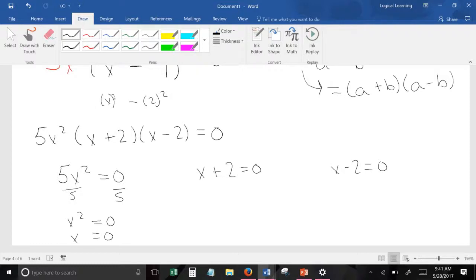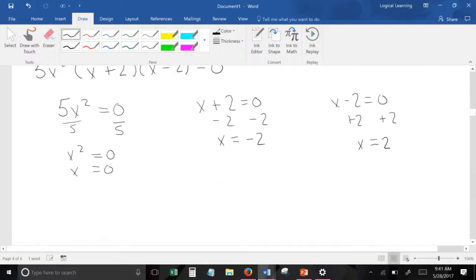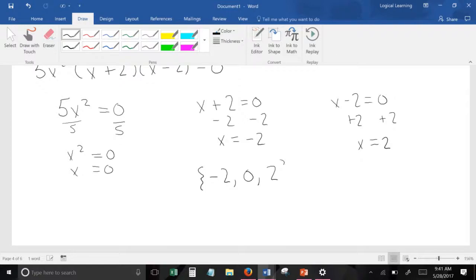Obviously anything that's multiplied by itself that'll give us 0, that's only 0. Only 0 times 0 will give us 0. So that's the only solution to that one. Here we subtract 2 from both sides and we get x equals -2. And here we add 2 to both sides and we get x equals 2. Now these three answers are our solution set. So we have -2, 0, and 2.